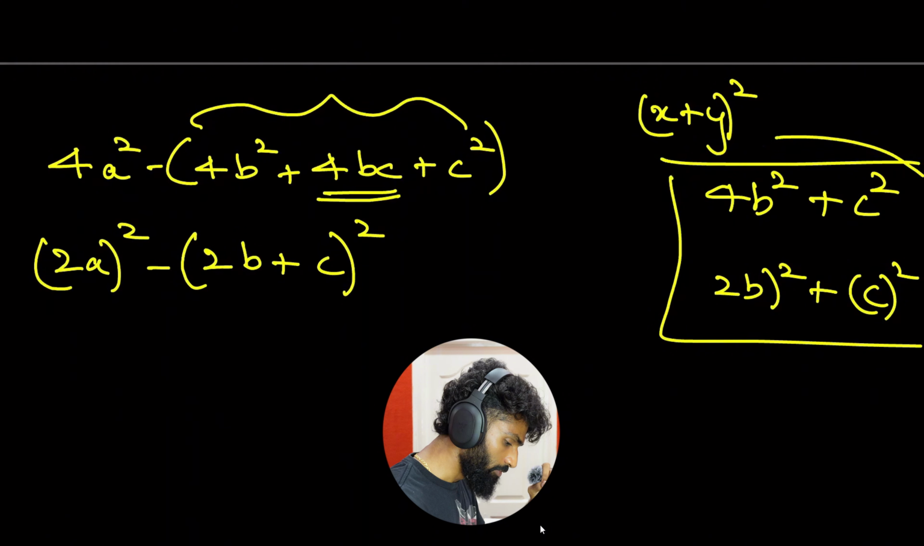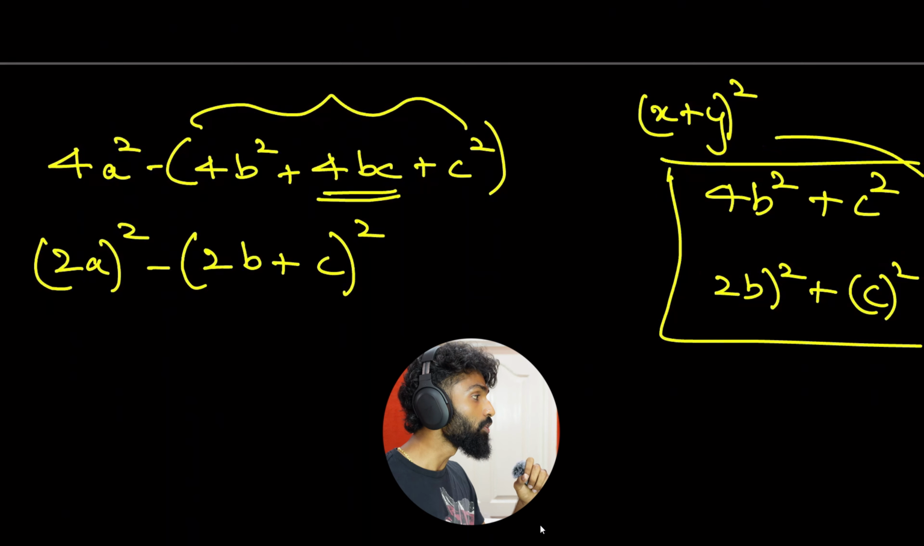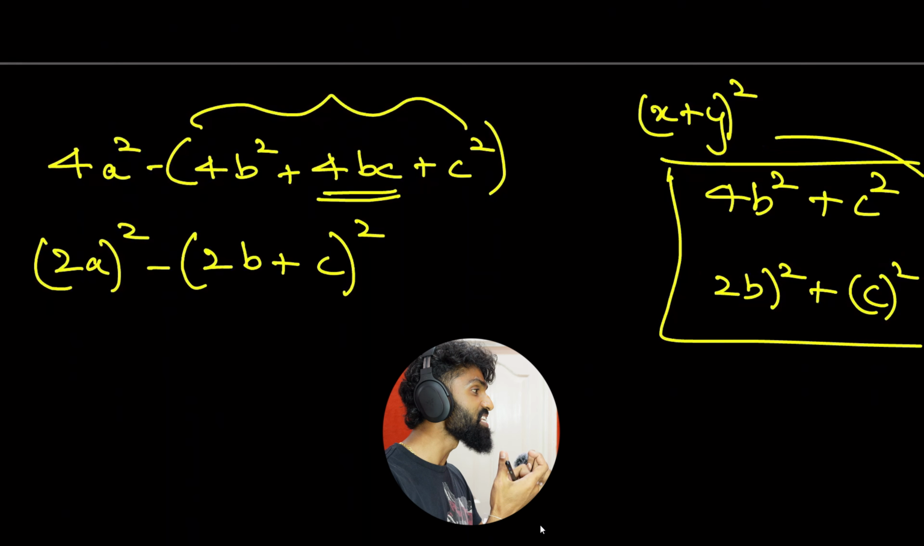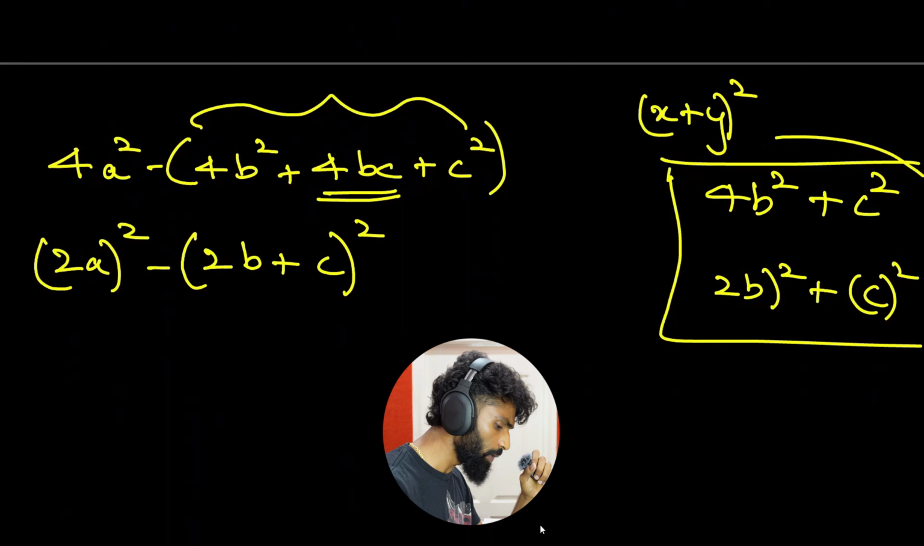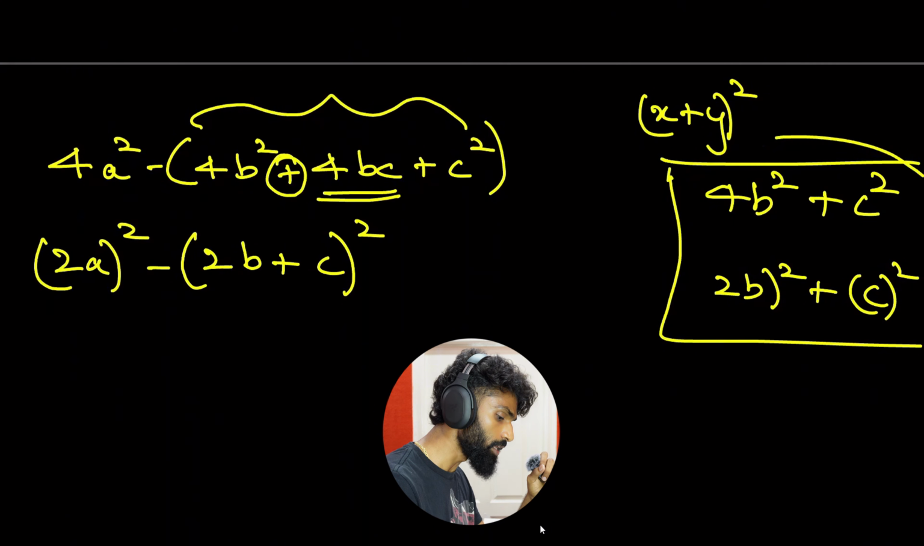So what do I do? First of all, I figure out what identity I am trying to use. In this case, I was trying to use x plus y the whole square. Got it. Now ignore the middle part. The middle part is usually where two or more things are merging. In this case, b and c were merging. I ignored that. So in other words, the center part is used only to identify which formula I'm trying to use. That part is done here.